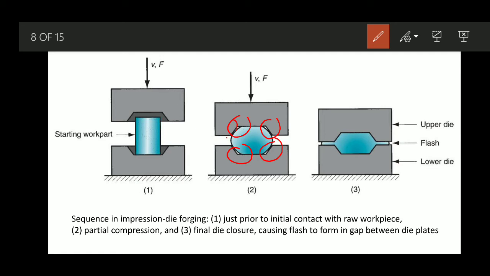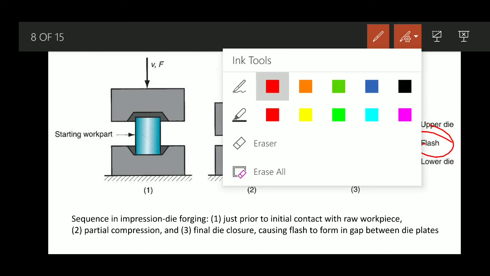But if we apply the extra material, it ensures that it will fill up completely whatever possible cavity is there, wherever the material can flow, and after that, laterally through this particular opening, the extra material will come up. That is nothing but the flash.